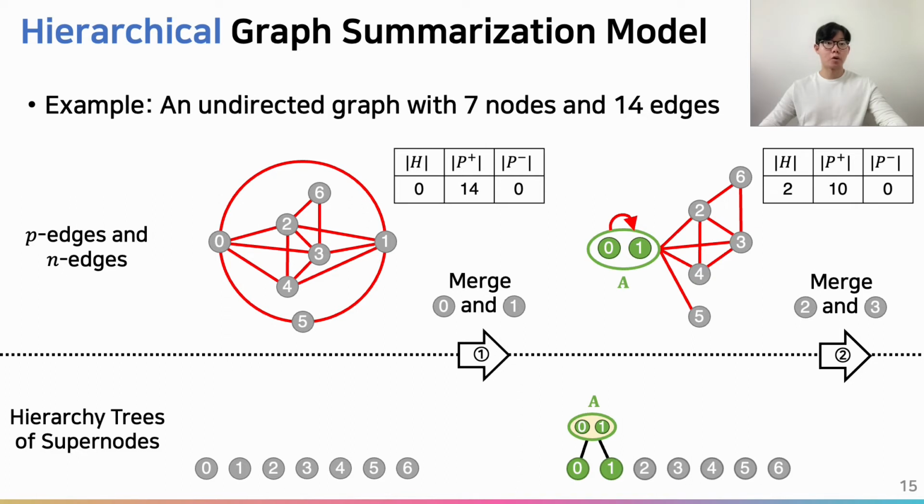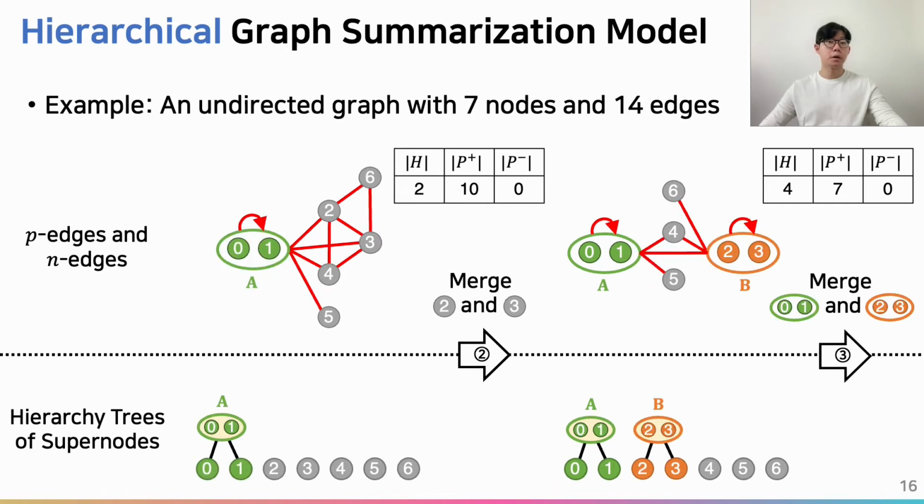As 0 and 1 are merged, a new supernode A is generated at the expense of 2 additional H edges, which indicates the hierarchy between supernodes. 8 edges previously incident to 0 or 1 are concisely represented with only 4 P edges. In the following step, subnodes 2 and 3 are merged. Again, a new supernode B is generated at the expense of 2 additional H edges. 7 edges previously incident to 2 or 3 are concisely represented with 3 P edges.